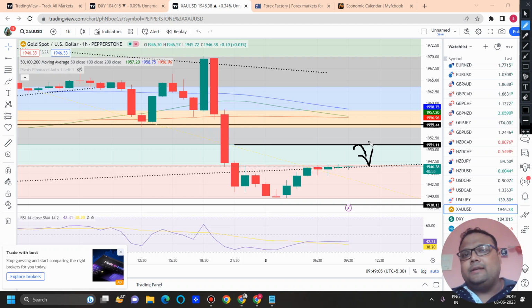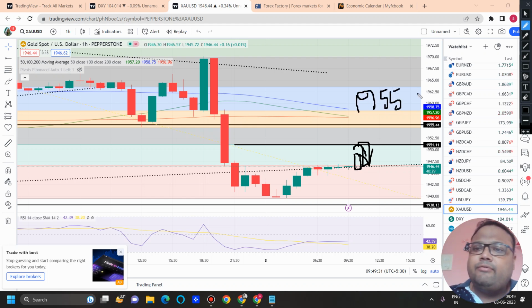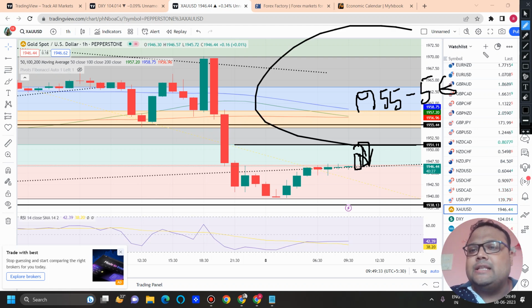On the other hand, if the market shows volatility, let's say during the European session the market gains some momentum and starts showing a few green candles, then obviously 1951 will not work because the volatility is high and volume is there. It means that 1951 does not have the potential strength to reverse the market. In that case, your eyes should be on the 1955 to 1956 level, the next level on the chart of gold.